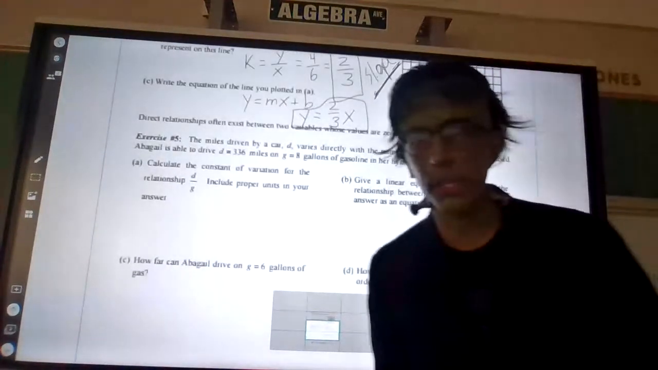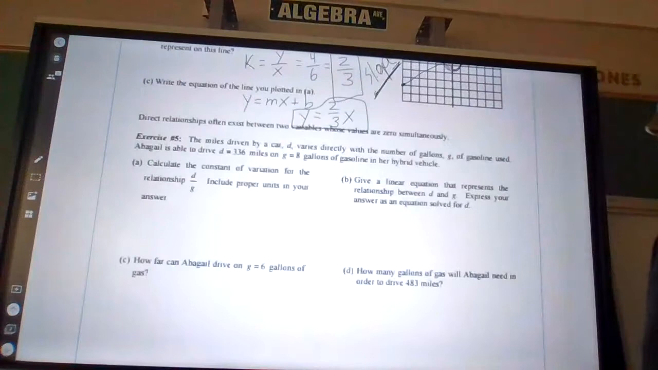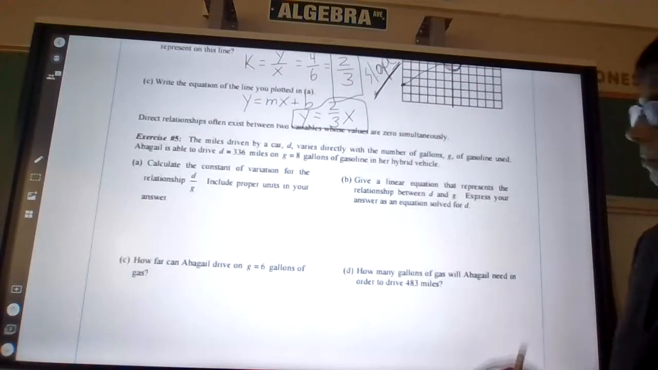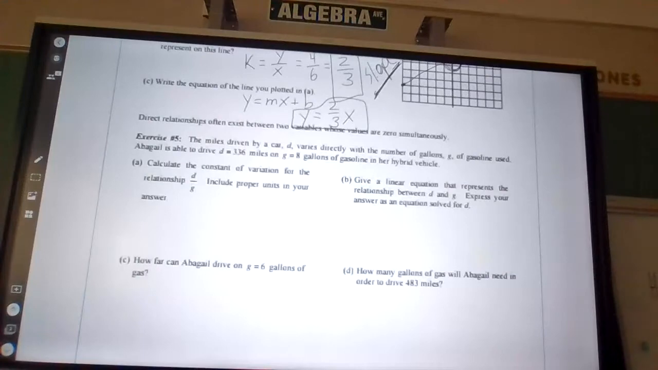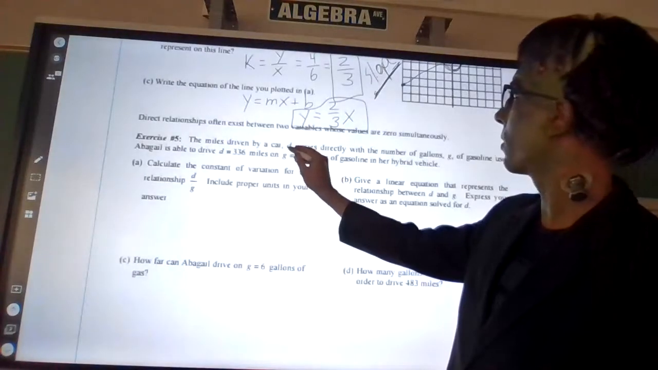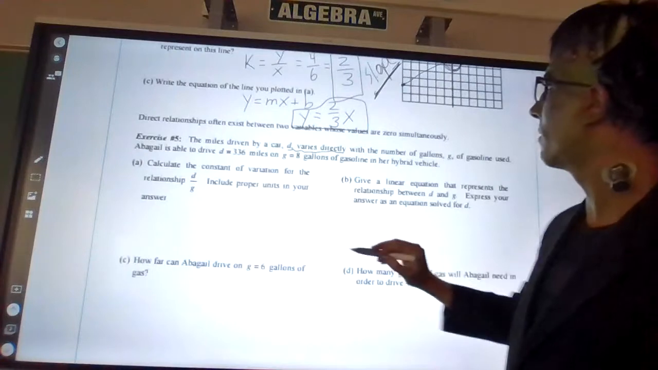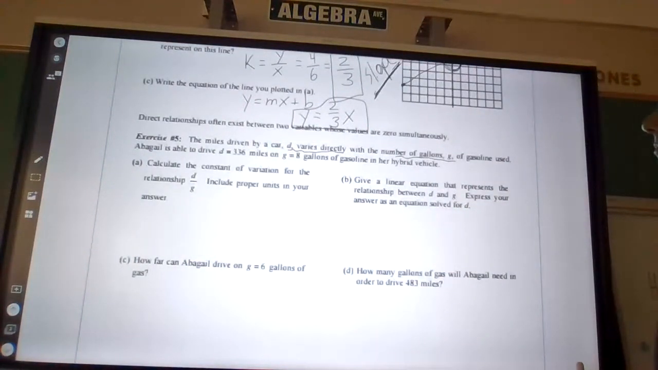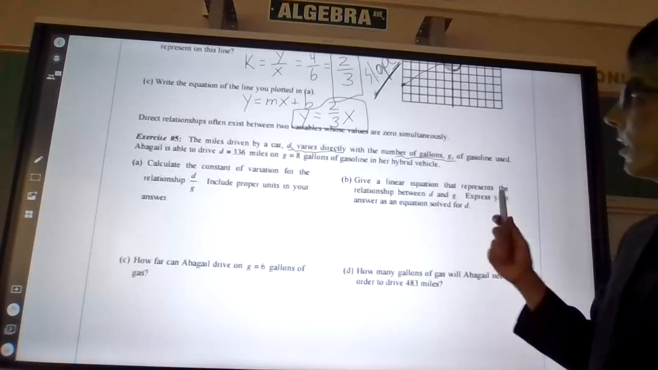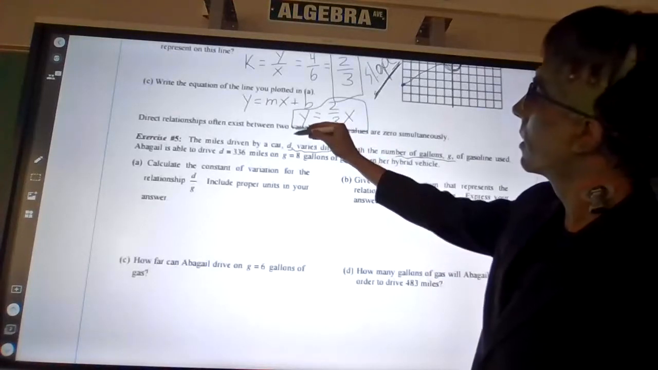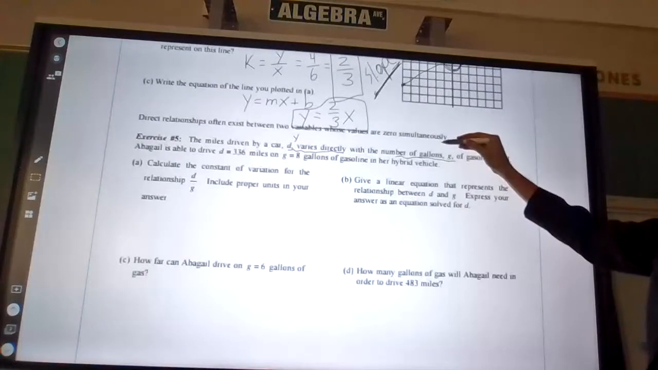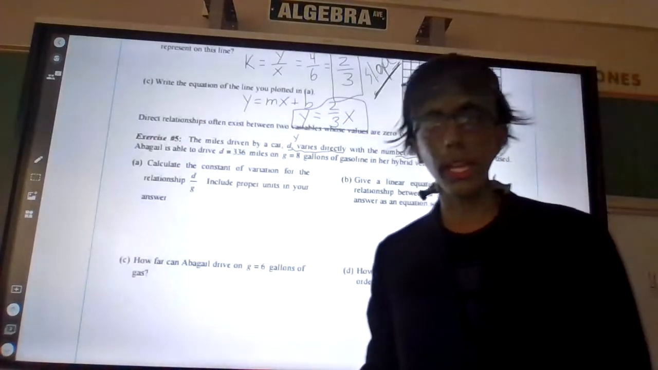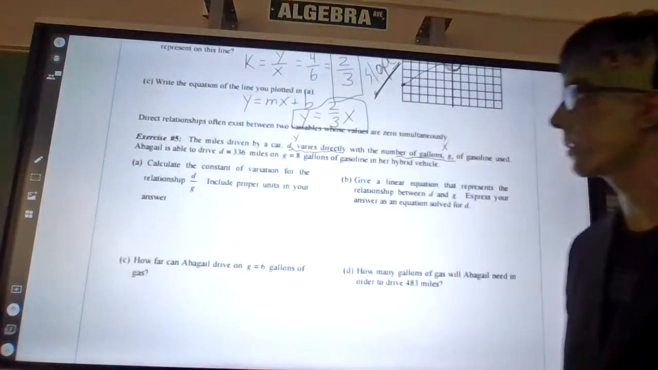All right, guys, let's wrap this up here. We're almost done. Exercise 5, the miles driven by a car, D, varies directly with the number of gallons, G. So D varies directly. That means D is technically our Y variable and G is technically our X variable. But we will be using D and G because that's what they give us.